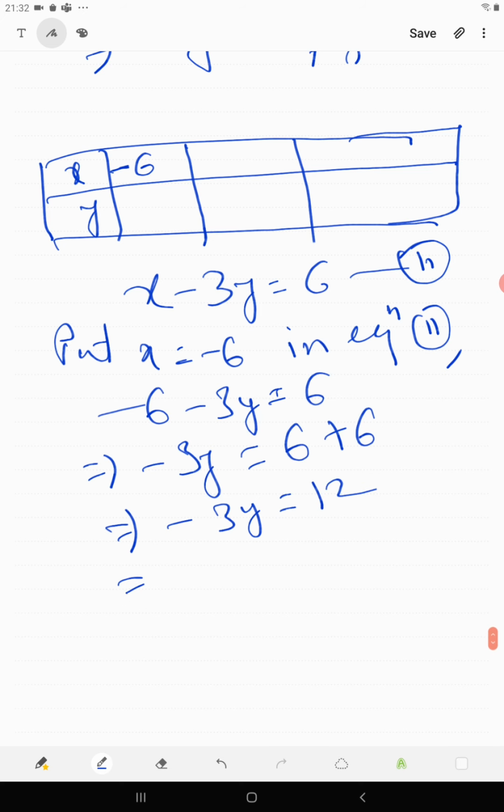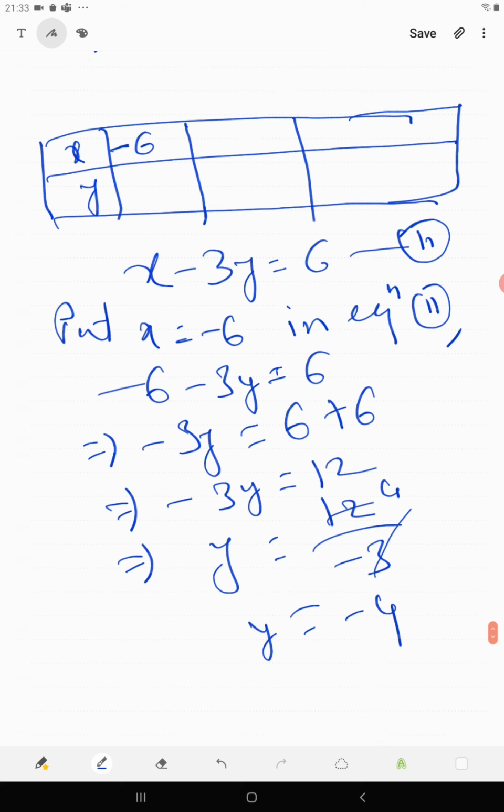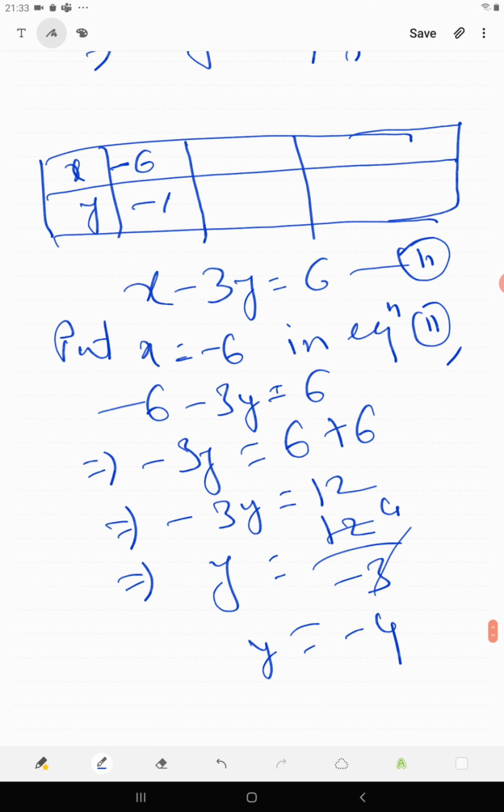Now when we take this minus 3 towards the right hand side, in the left hand side it is multiplied with y, so it will become divide with 12. So y equals 12 by minus 3. Minus 3 was multiplied, so it will become division in the right hand side. Now 3 4s are 12, so it will give us y equals minus 4. So y I have got minus 4.